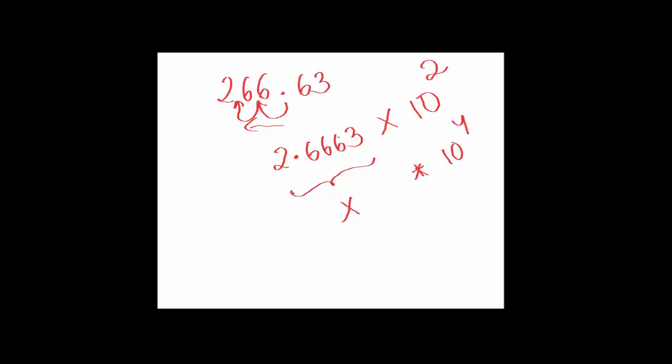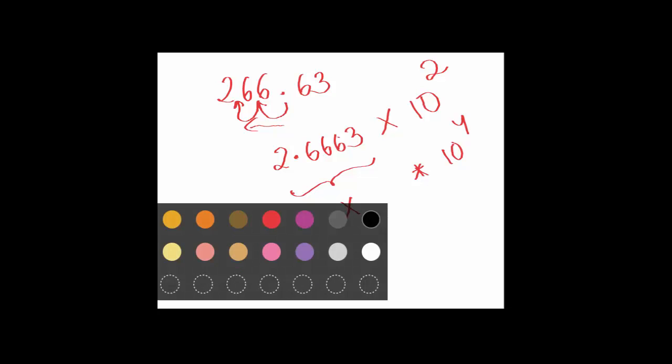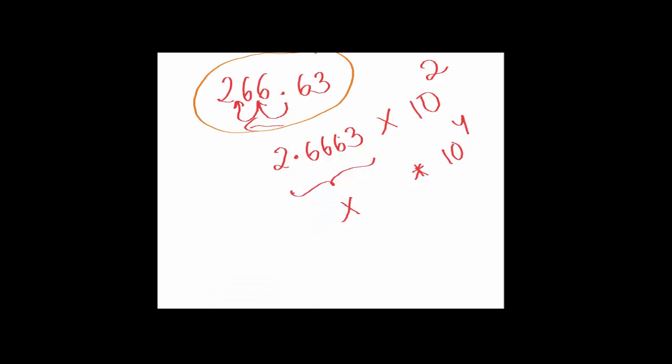So the number in the decimal notation is 266.63. This is in the decimal notation, and this one is in the scientific notation. If you observe, the coefficient x is between 1 and 10, and it is multiplied by 10 raised to the power of an integer. Remember that integer could be positive or negative. In this case, because you moved the decimal point to the left, it becomes a positive integer, right?